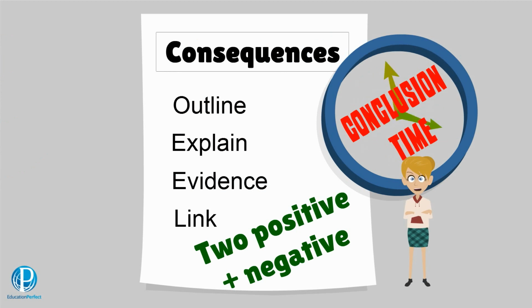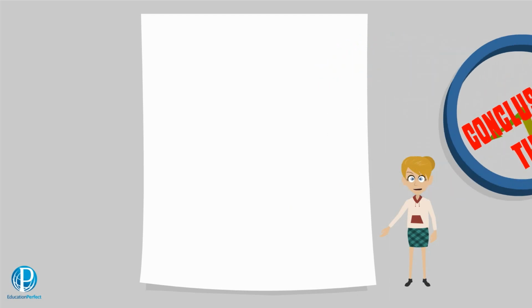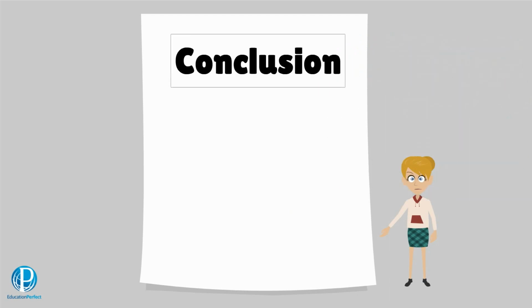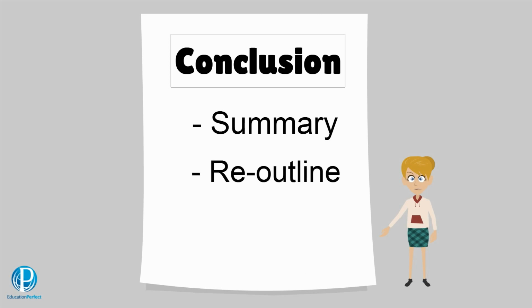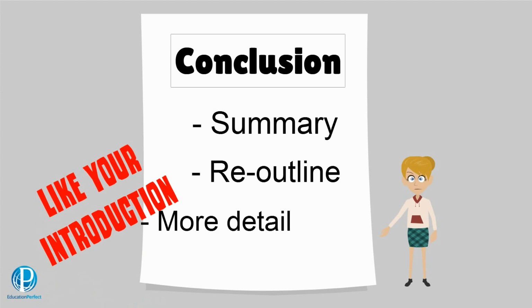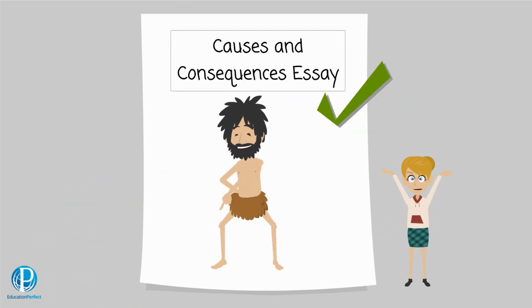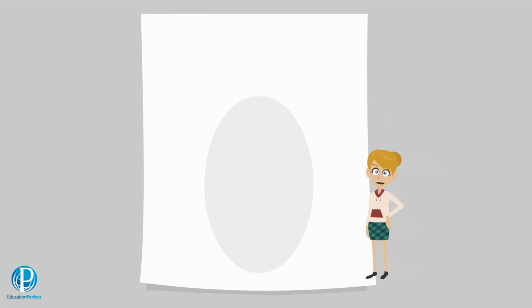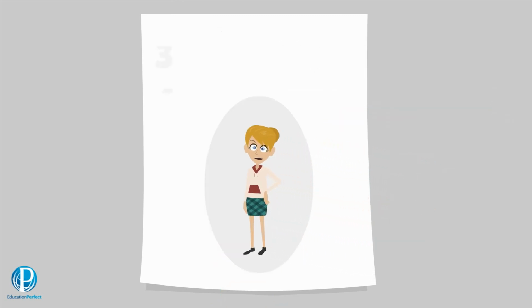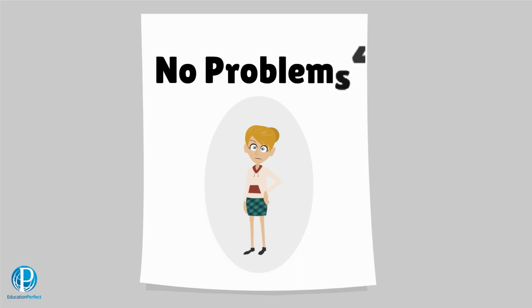And in no time at all, you're ready to write your conclusion. And the conclusion is super easy. All you need to do is summarize your essay. This means re-outlining all of the causes and consequences of your historical event. It is pretty much your introduction, just rewritten with a bit more explanation. And that's it! You've completed your causes and consequences essay. If you remember this simple structure and technique, you'll have no problems in your final exam.